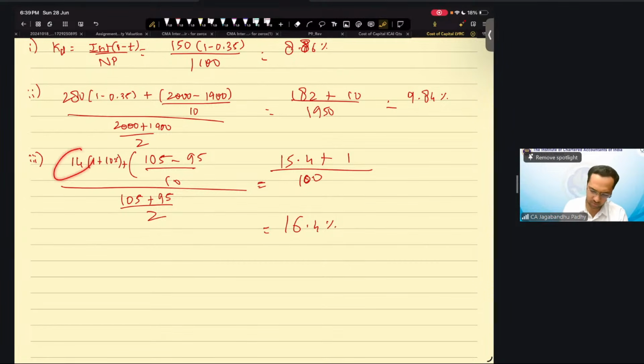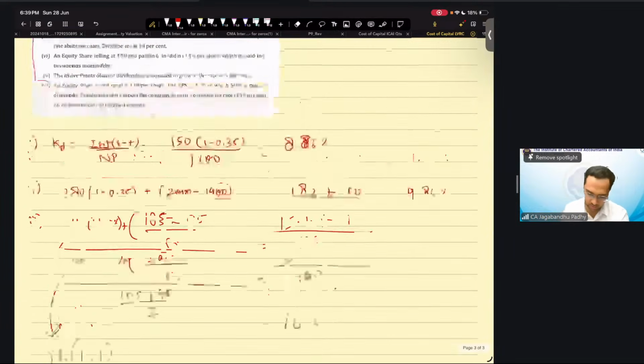15.4 calculation. So that's 14 into 1 plus 10%. 14 into 1.1. That's 15.4. Simple. Okay, so that's third one.